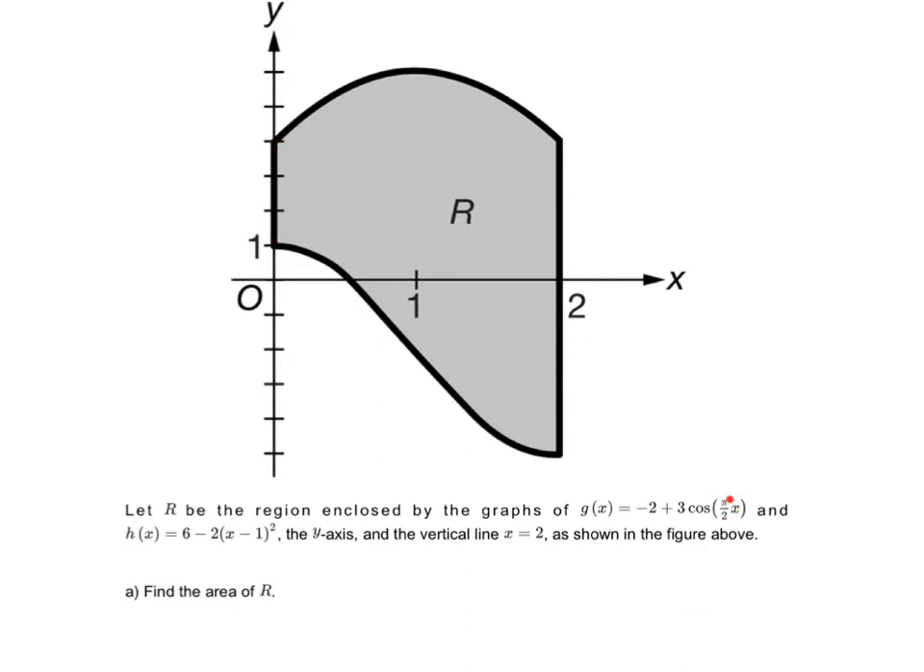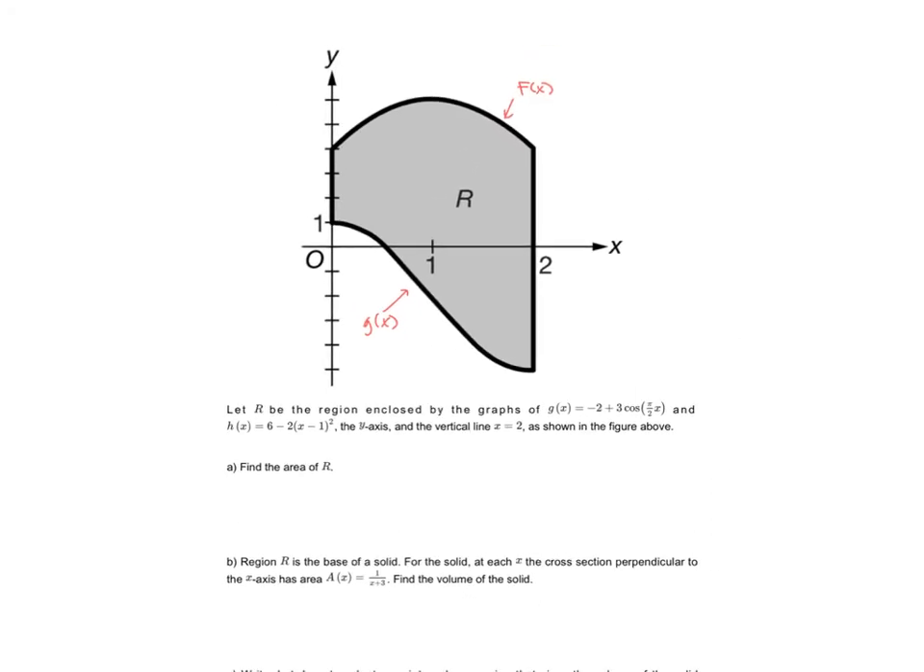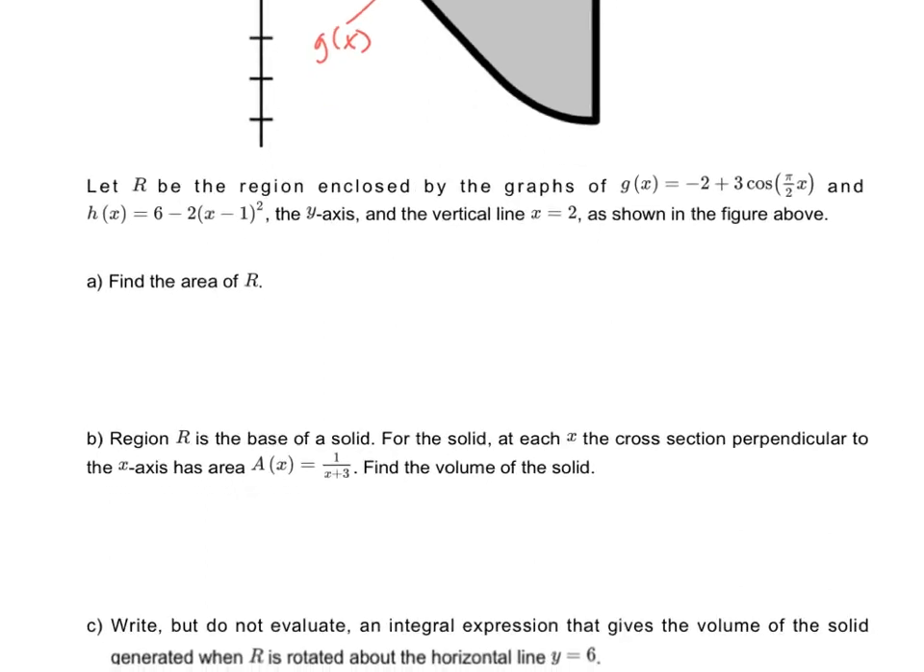I'll plug in 0 into the cosine one, because cosine 0 is 1, and then 1 times 3 is 3, plus 2 is 1. So this must be the cosine graph. Let's label that: this is g of x, and this top one's f of x. If we want the area of that region, we'll do the integral from 0 to 2 of f of x minus g of x.